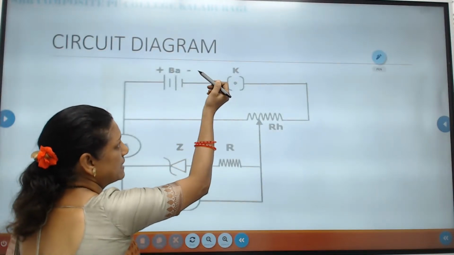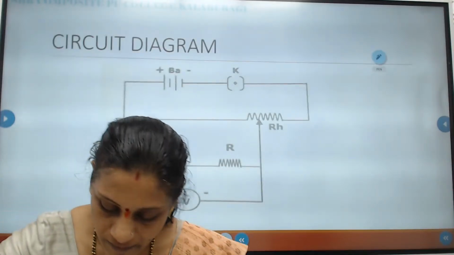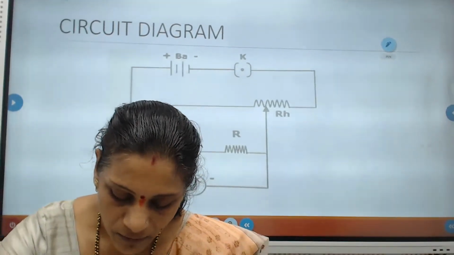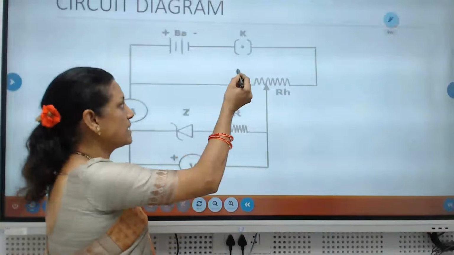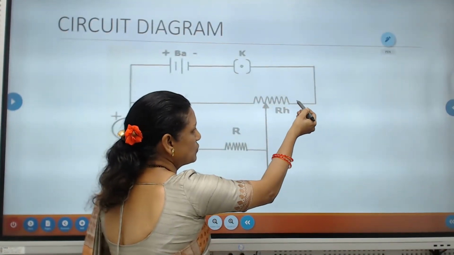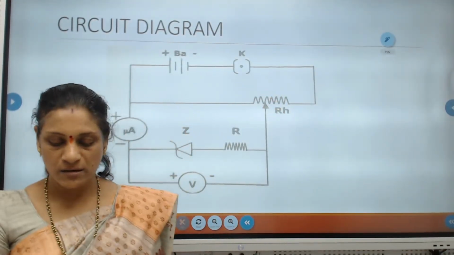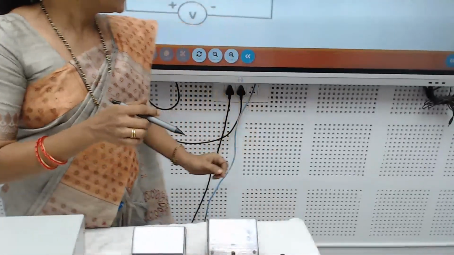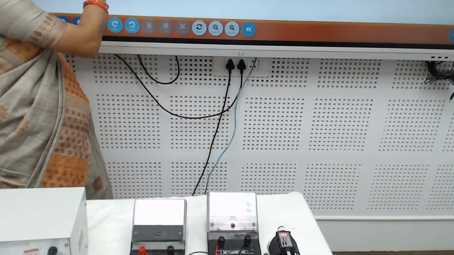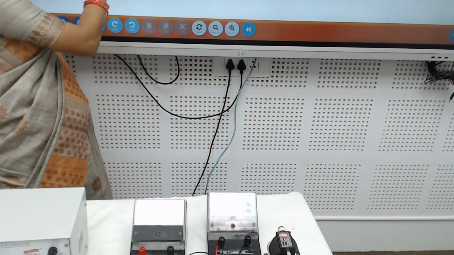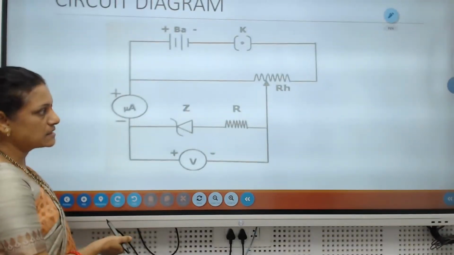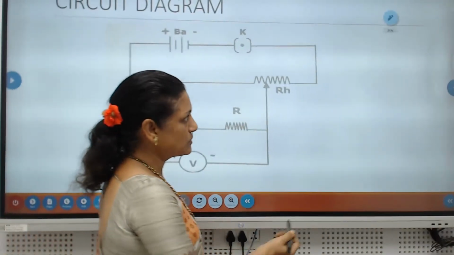Then we come to the negative of the battery. Negative of the battery is connected to the plug key, one of the terminals. Then from the another terminal of this plug key, it goes to the another terminal of the rheostat. And next you come towards the negative of the milliammeter. The negative of the milliammeter is connected to the negative of the Zener diode. This one is our negative terminal.